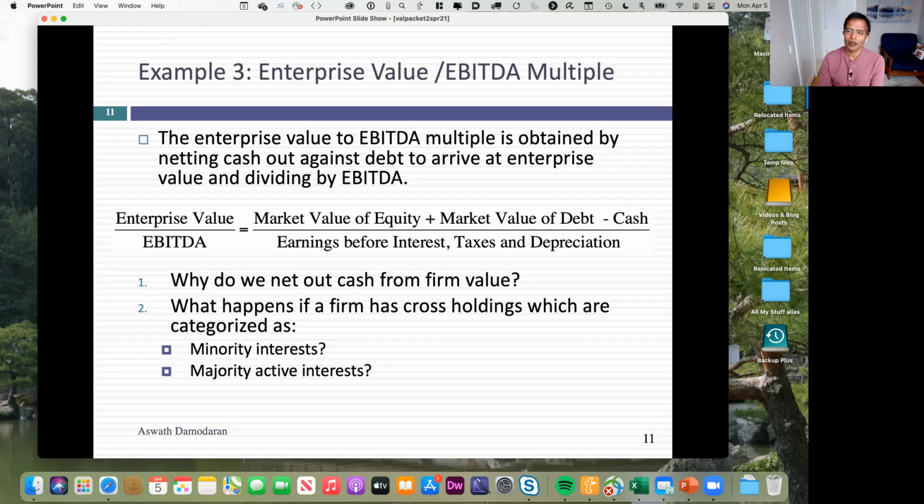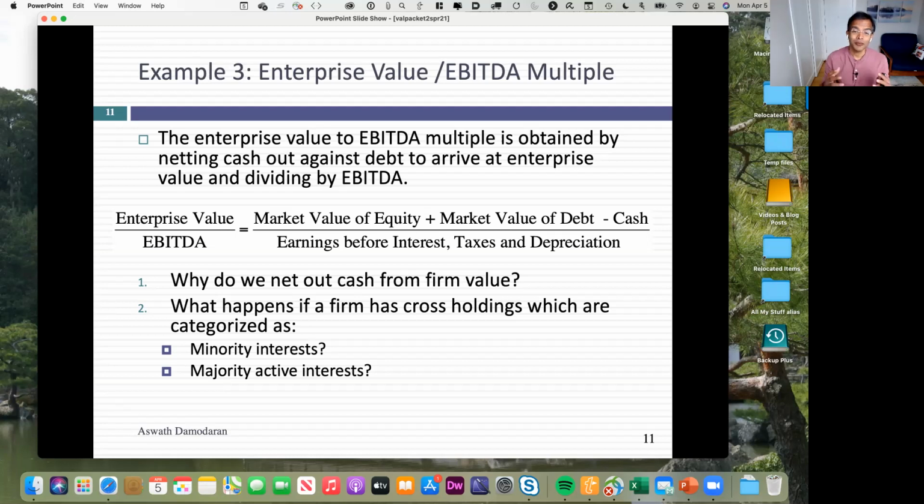This Indian family group company, which got 40% of its value from what? Cross holdings in other Tata companies. What's special about cross holdings? The income from cross holdings doesn't show up. The minority cross holdings don't show up as part of your operating income. They show up below. So guess what else we should be netting out of the numerator? The market value of those cross holdings need to be netted out because the income from those cross holdings is not part of EBITDA.